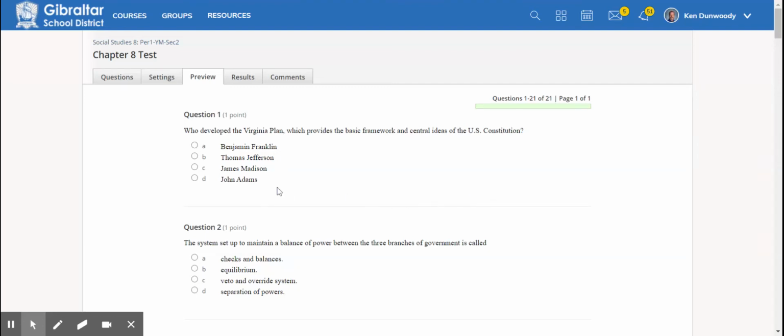Good afternoon, everyone. Today I'm going to read to you the Chapter 8 test. So here we go. Number one, who developed the Virginia Plan, which provides the basic framework and the central ideas of the U.S. Constitution? Was that Benjamin Franklin? Was it Thomas Jefferson, James Madison, or John Adams?